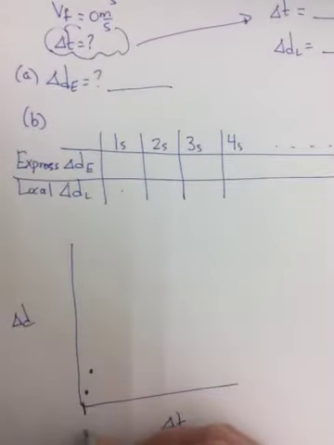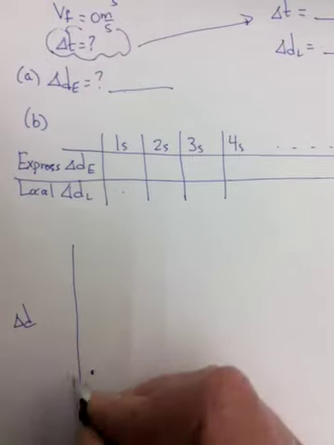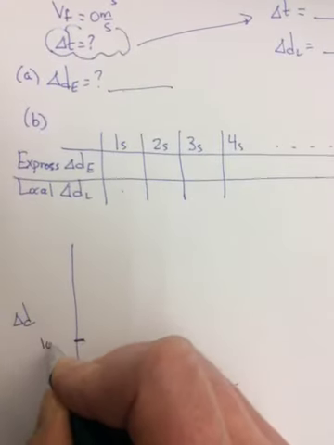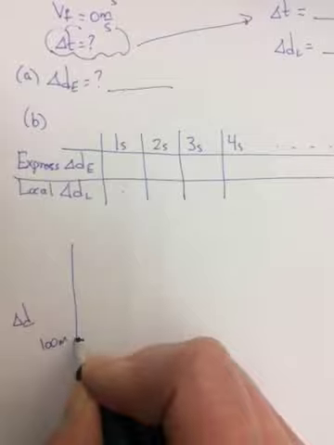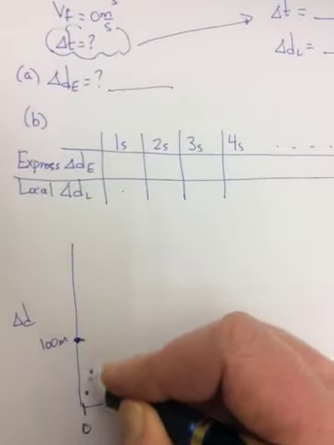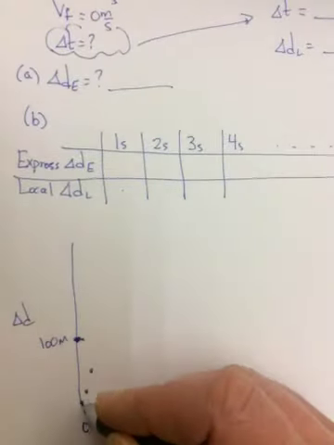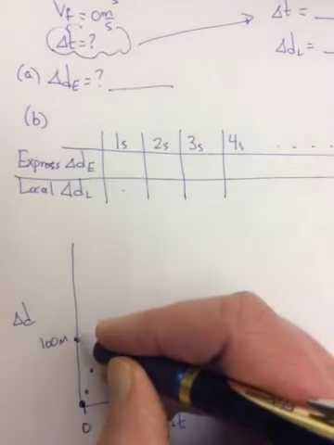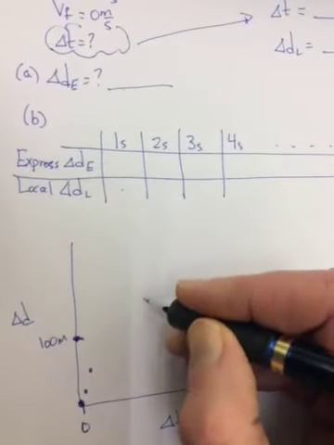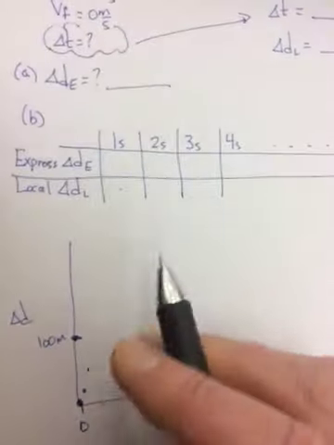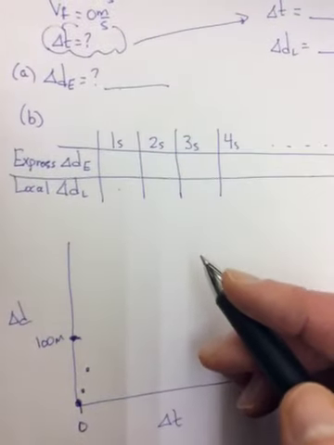And remember, at time t equals 0 here, the local is at 100 meters. Okay, and that's because you've added 100 on to everything else. The express at time t equals 0 is at 0. But the local is going to start up here. And you're going to plot them. And you're going to connect the points. So you could plot them in 2 different colors.